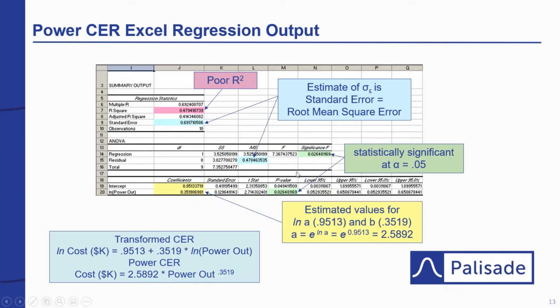You can see that the significance, the p-value here are both telling us that had we done a test of this, the slope coefficient would be statistically significant at an alpha of 0.05, even though its R squared is pretty poor.